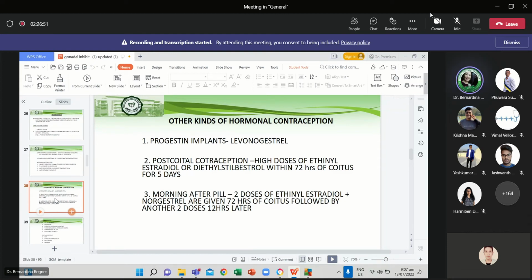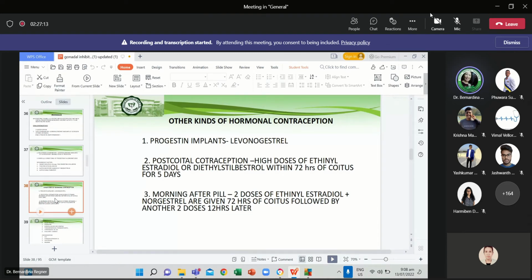Again, how many days will ethinyl estradiol or diethylstilbestrol be given? 5 days. And then how many hours after coitus? 72 hours. Okay. So you will have to count how many hours.